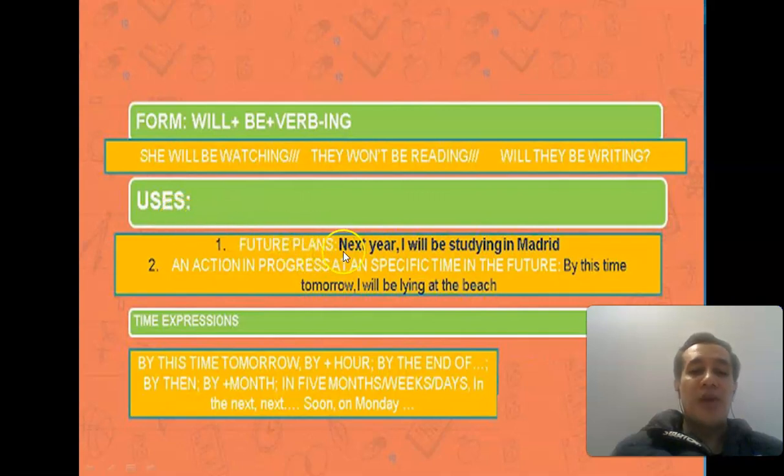The uses: future plans: next year I will be studying in Madrid. An action in progress at a specific time in the future: by this time tomorrow I will be lying at the beach. Time expressions, the most common: by this time tomorrow, by plus a specific hour, by the end of the day, by the end of the year, by then, by January, that is the month, in 5 months, in 5 days, in 5 weeks, in the next year, next evening, soon, on Monday. Those are the most common expressions that we use with the future will continuous.